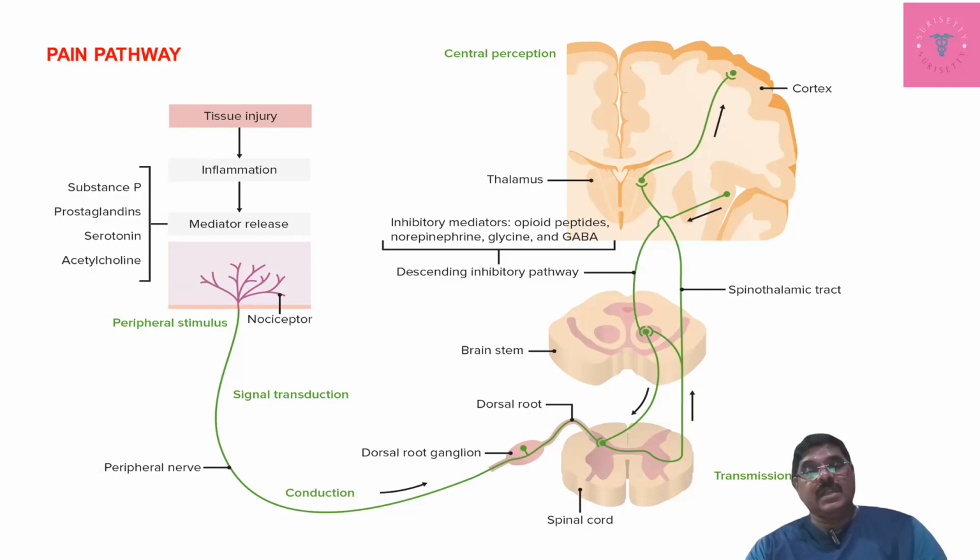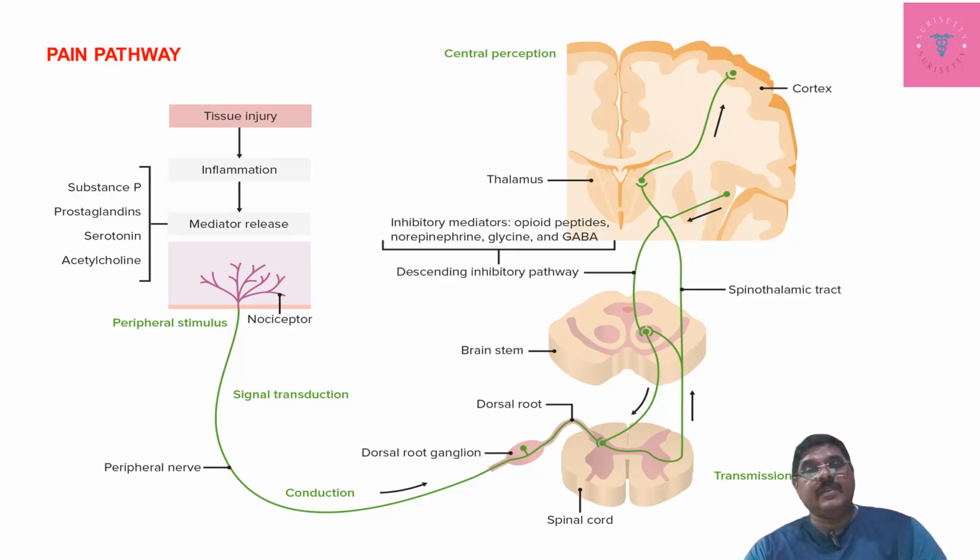From the dorsal root ganglion, they form the first-order nucleus. From there, they cross to the opposite side of the spinal cord and go to the ascending spinothalamic tract, and they give the secondary nucleus at the brain stem, and they end in the thalamus. The third-order neuron nucleus ends in the thalamus, and from there to the cortex.